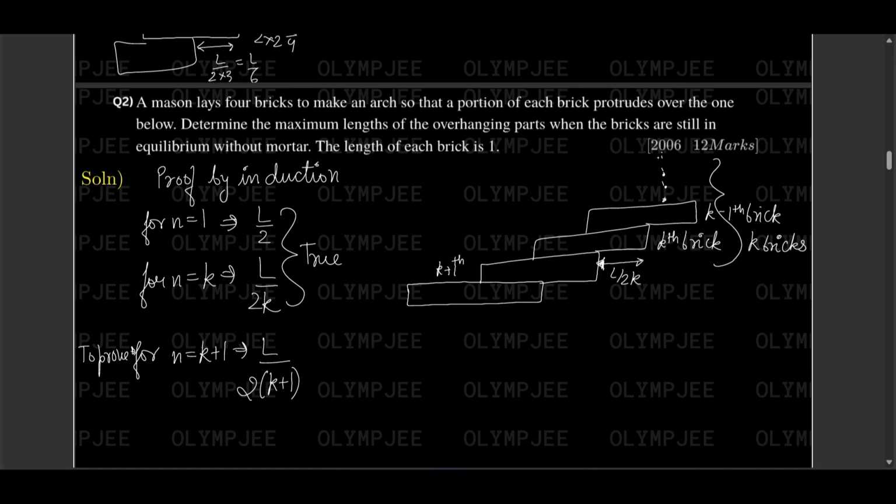So we can assume that this group of k bricks is a single point located here, because the center of mass of the group of k bricks should be located at the edge of the k plus 1th brick for maximum overhang. This dot is representing the position of k bricks. Also, the center of mass of this group of k plus 1 bricks should be located at the edge of the k plus 2th brick for maximum overhang. So this point is representing the position of k plus 1 bricks.